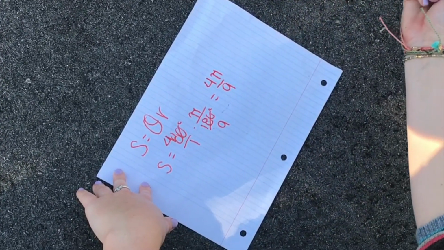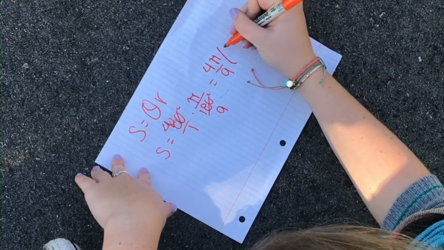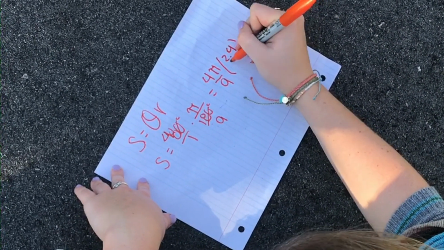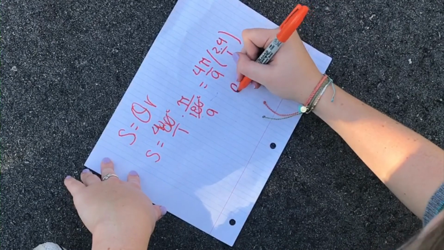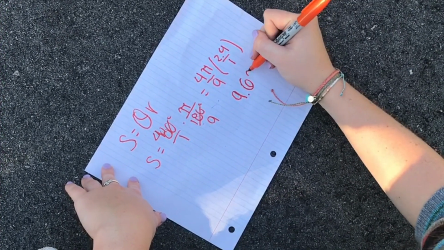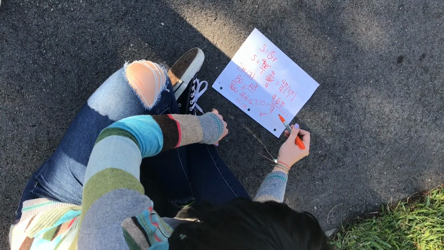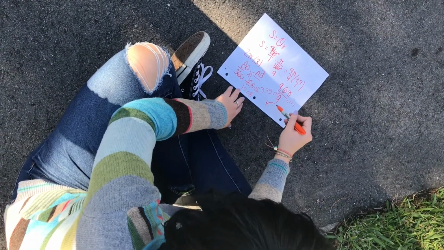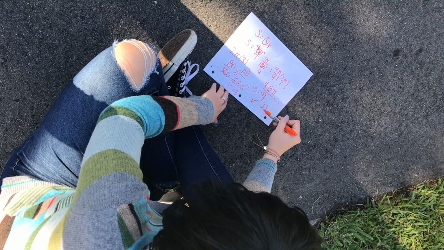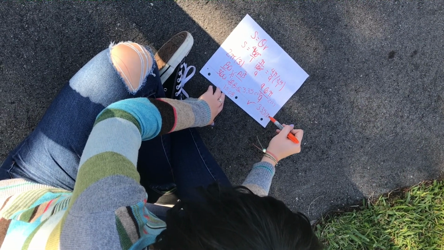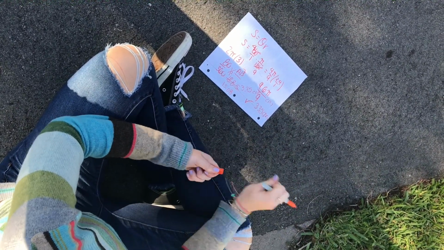And you want to multiply that by the radius, which is 2.4. And that would be 9.6 pi over 9. Once you put it into a calculator, that would be 3.35 centimeters. And that would be the arc length.